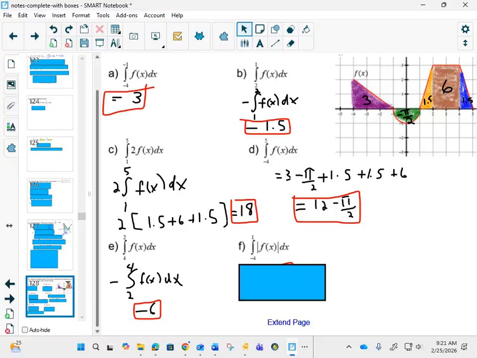Negative 4 to positive 1 of the absolute value. What would the absolute value do? It would take that green part that was negative and flip it up and make it positive. So then I would have 3 plus that pi over 2 in the end.